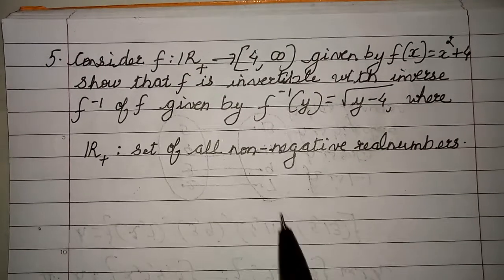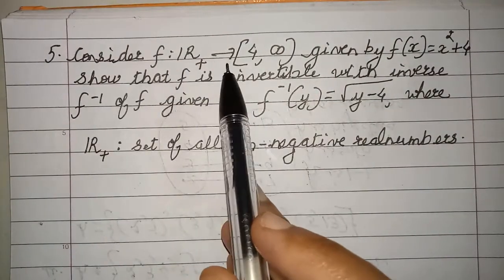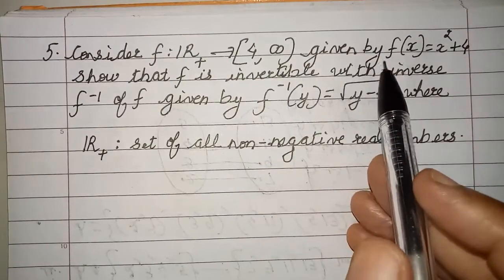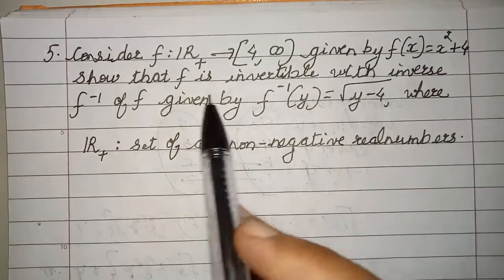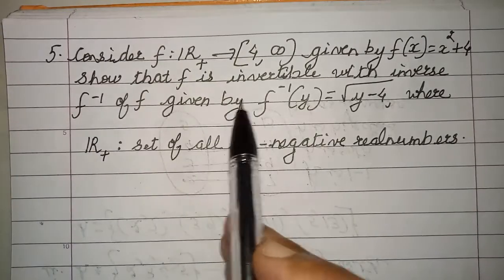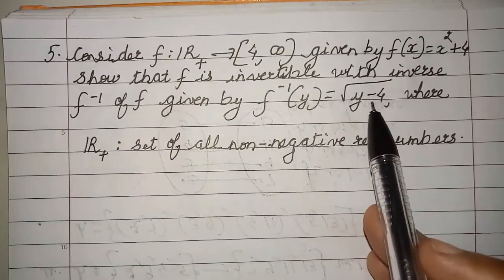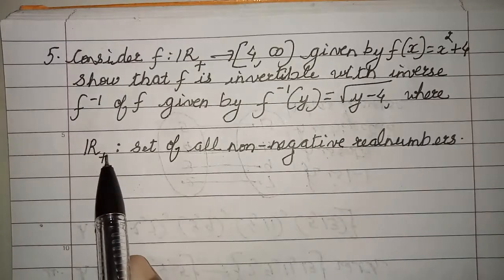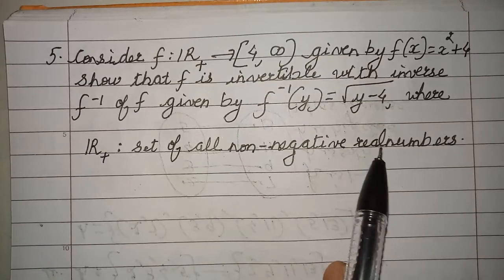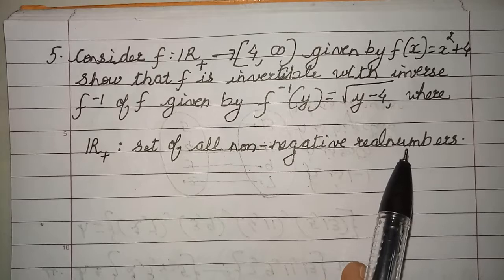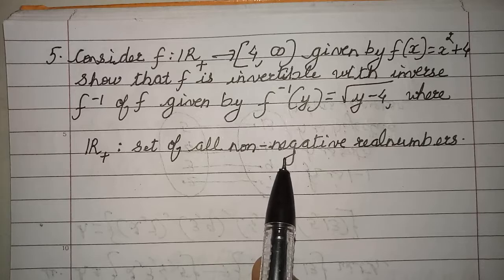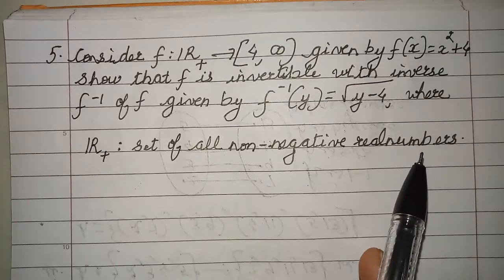Fifth problem. Consider f from R plus to the closed interval [4, infinity) given by f of x equal to x square plus 4. Show that f is invertible with inverse given by f inverse of y equal to square root of y minus 4, where R plus, a new notation, is the set of all non-negative real numbers. You know that 0 is neither positive nor negative, so you will have 0, 1, 2, 3, etc. coming in this set, right?